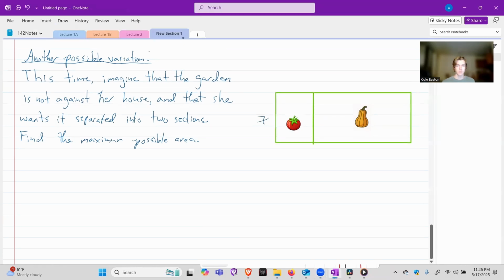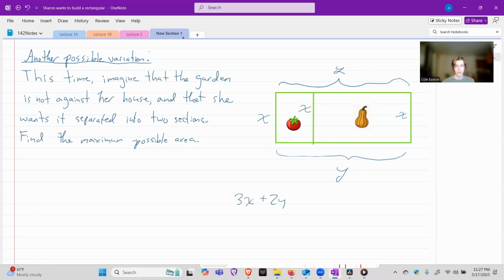I'm going to label this side X, which means all of these, which have the same length, are all going to be X. Now let's label the bottom Y. And this time, unlike before, since we have fence on the top, we have to label that Y too. So all of the total fence that we're using, we have 3 lengths of X plus 2 lengths of Y. And we know that altogether that equals 300 feet. So we can solve for Y. We have 2Y equals 300 minus 3X, or Y equals 150 minus 3 halves X.